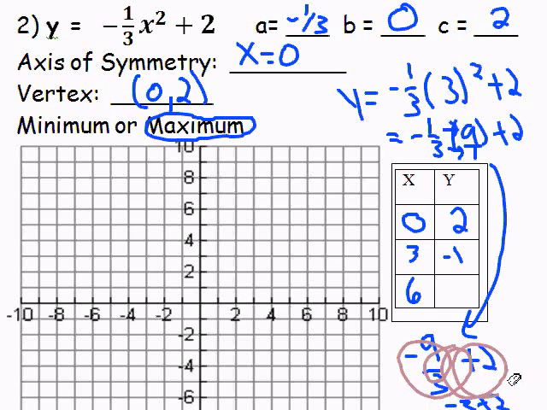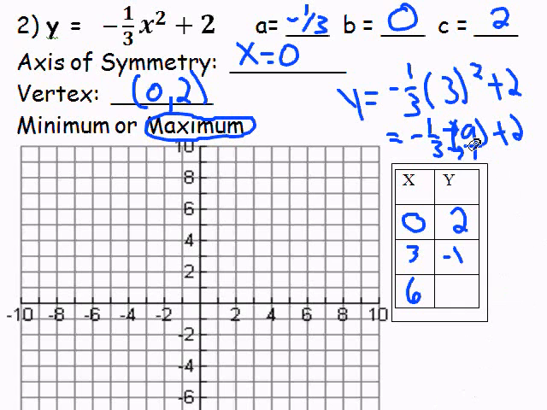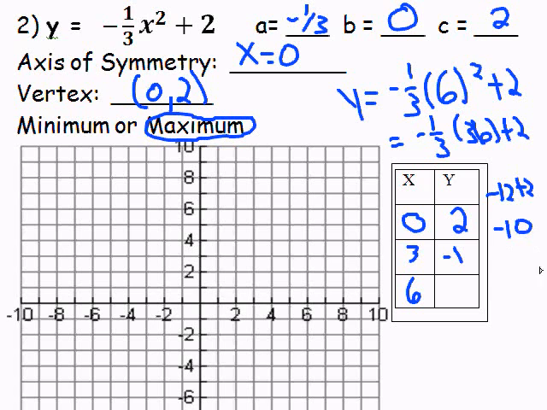Now we're going to use a very similar process when we try to substitute in. Instead of 3, we're going to substitute in 6. So we get 6 squared, which is 36. So we get negative 1/3 of 36 plus 2. And 1/3 of 36 is a negative 12 plus 2, which is a negative 10. So that's actually a little bit off the graph, so I'm going to move the graph a little bit down so we can see what's going on.